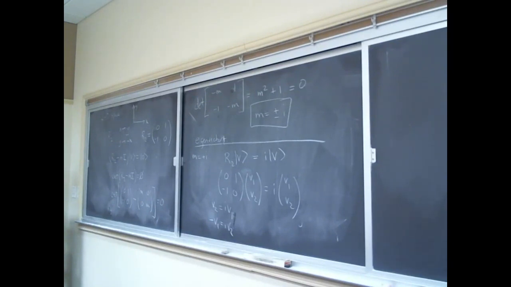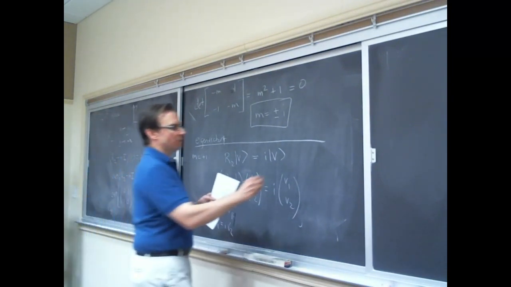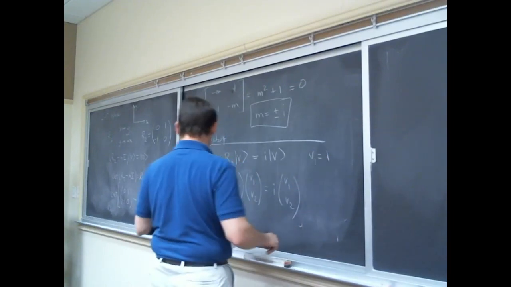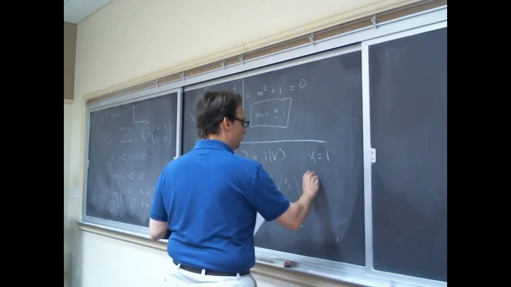So now you pick one. Right, so V1 equals 1. Let's say V1 equals 1. That sounds good. All right, so if V1 equals 1, then V2 equals I.